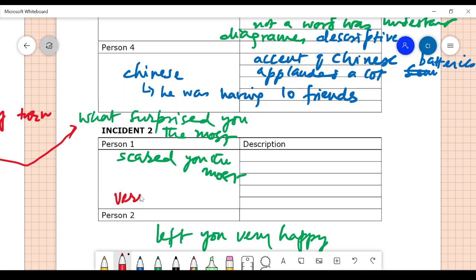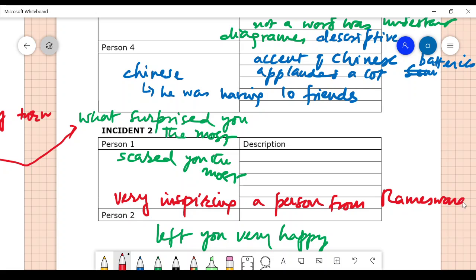Very inspiring thing was that a person from Kanyakumari, a person from Rameswaram, where is it? But he was appointed in IIT Kharagpur.